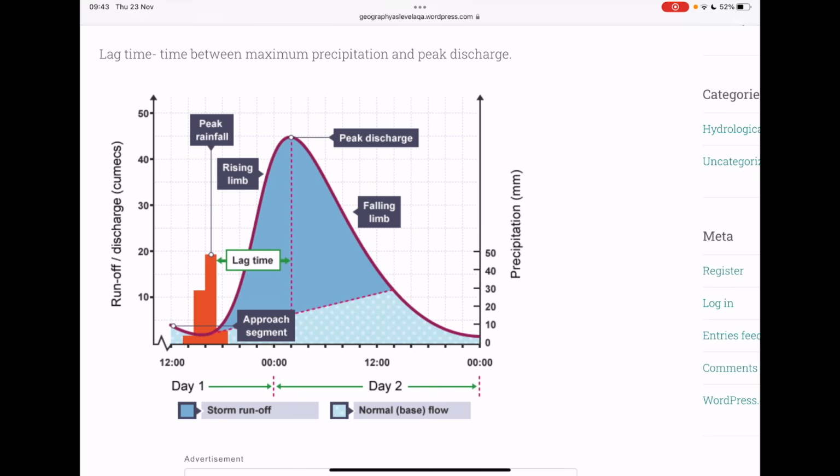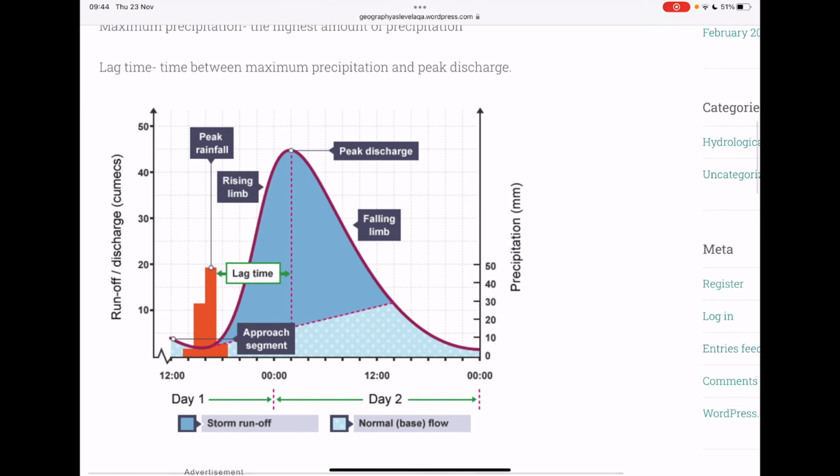So let's have a look at a typical storm hydrograph. Typically you'll find three things on these graphs. To the right hand side we can see precipitation, so that tends to be rainfall, and that's given in millimetres. On the left hand side we're looking at river discharge, so that's the volume of water flowing through the river at any one particular place. And then at the bottom we have a time scale.